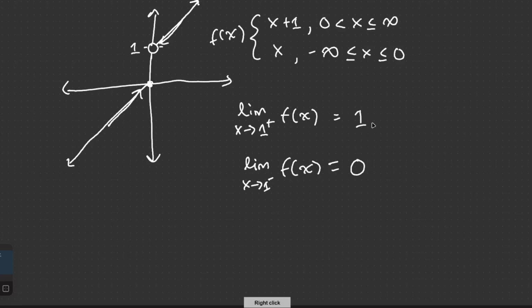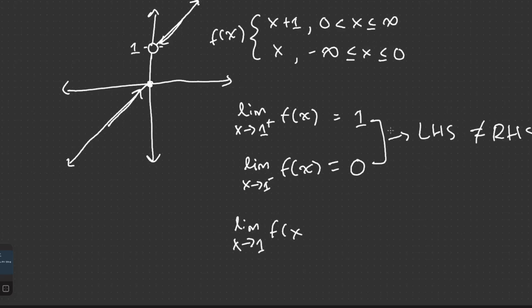Do you see? The left-hand side limit does not equal the right-hand side limit. So the limit as x approaches 1 of f of x, oh sorry. Whoops, that's not 1, this is 0, I'm sorry. The limit as x approaches 0 of f of x does not exist because the left-hand side limit and the right-hand side limit are not the same.